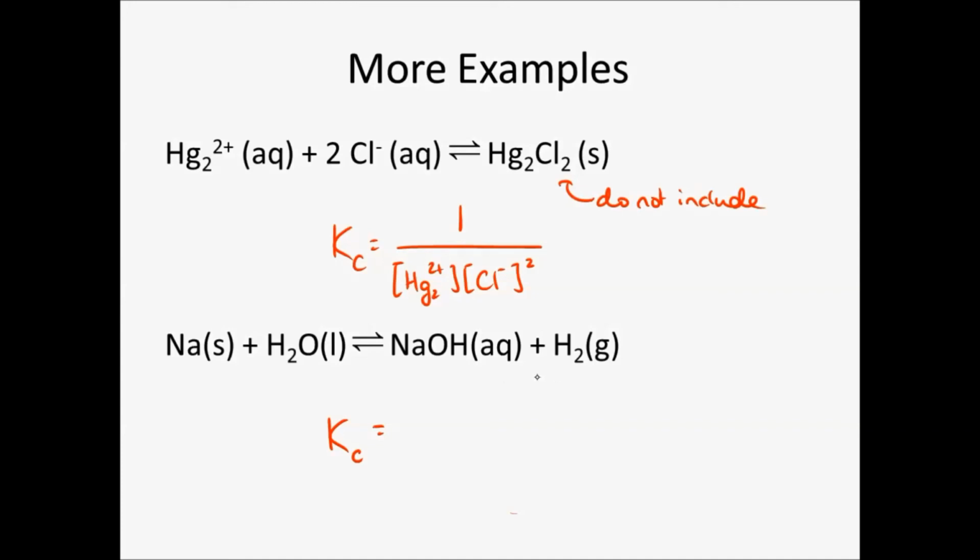So here, looking at the numerator, it is the concentration of sodium hydroxide times the concentration of hydrogen gas. Because neither of these have coefficients other than 1 here, we do not have powers that we raise these to. On the reactant side, we only have pure solids and liquids, so we don't see it. So this is the expression for Kc in this case.